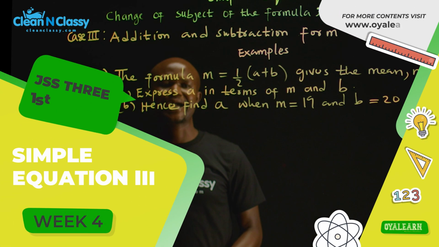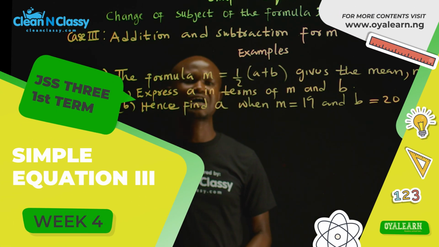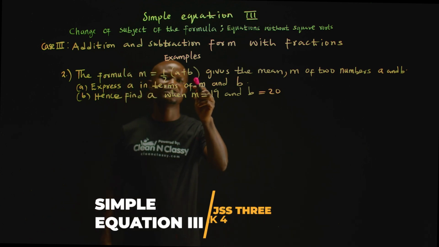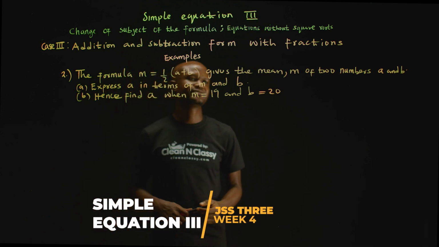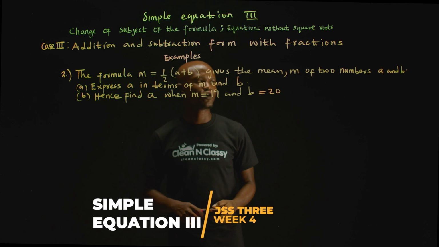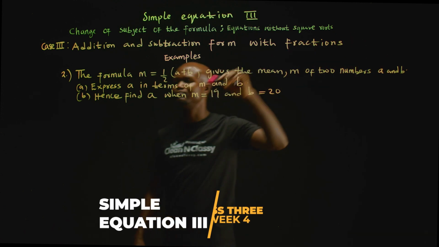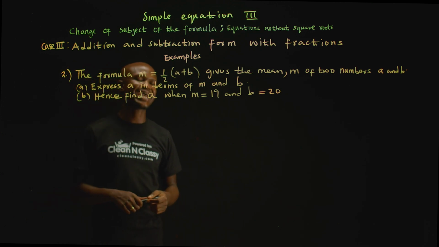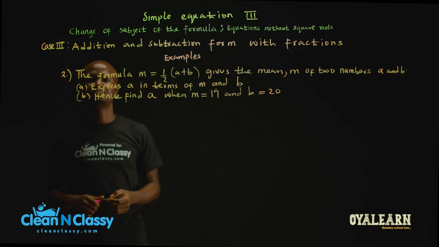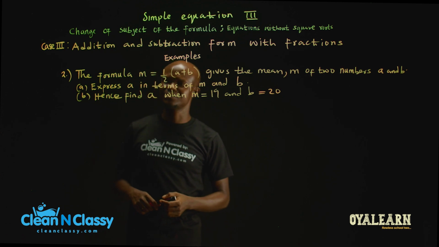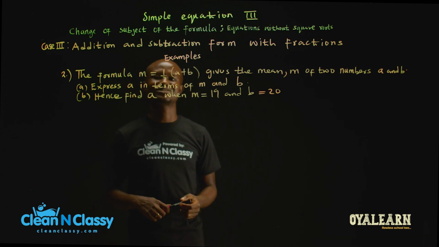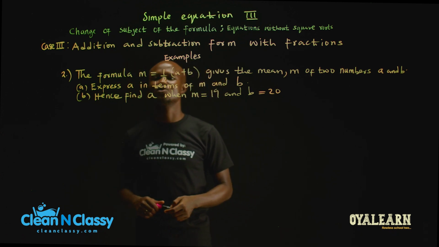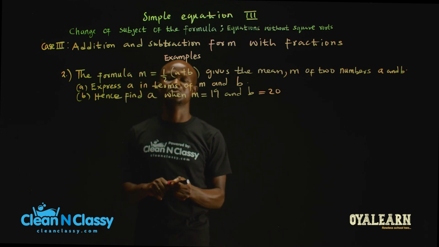The formula m equals half into bracket a plus b gives the mean m of two numbers a and b. Express a in terms of m and b. Hence find a when m equals 19 and b equals 20. Solution.